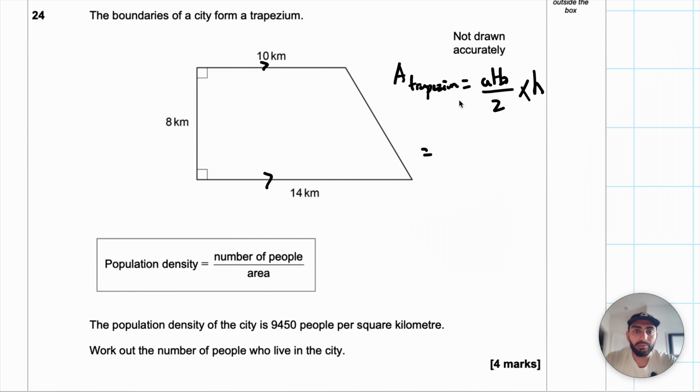So let's do it for this one. A and B are 10 and 14. 10 add 14. Divide that by 2, and then multiply it by 8. 10 and 14 is 24. 24 divided by 2 is 12. And 12 times by 8 is 96. That would be 96 kilometres squared.